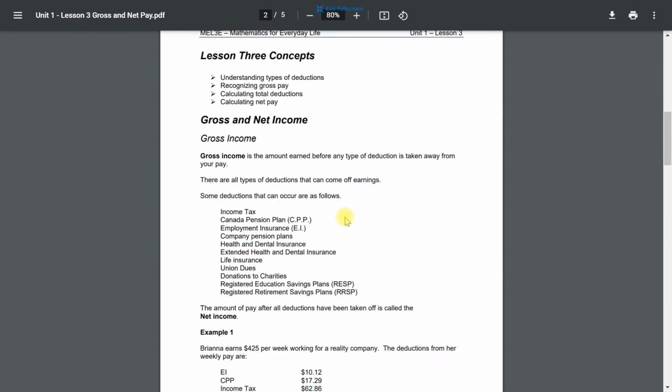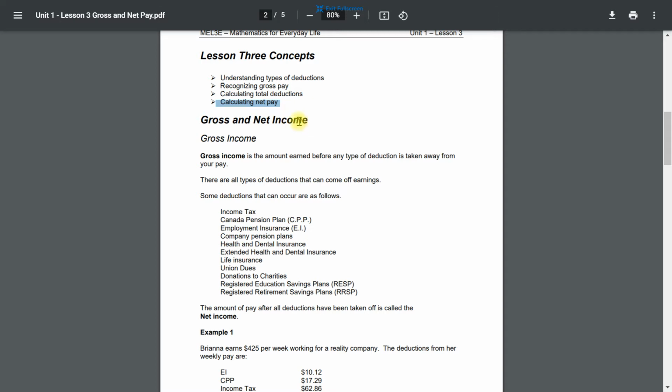So what do we want to learn here? We want to learn understanding types of deductions, recognizing what gross pay is. Gross means the big pay. Gros or grand in French, right? That's your biggest amount of pay. You're also going to calculate the total deductions, and then you calculate the net pay. Net pay is what's left over. It's like you throw a net into the ocean and you scoop up a whole bunch of water and stuff like that, and then what's left in the net is your fish, which is your pay, right? That's what you want. So net pay, you kind of think of it that way.